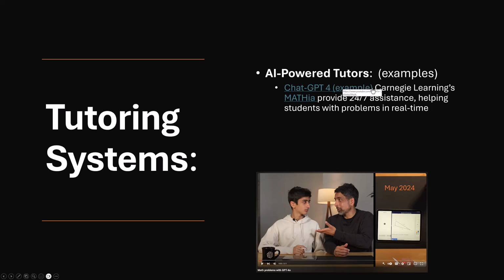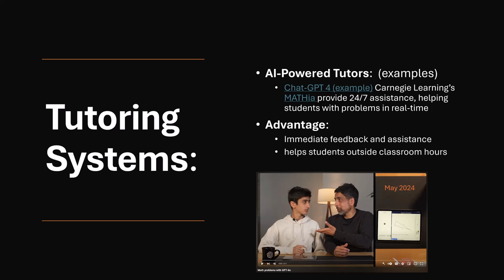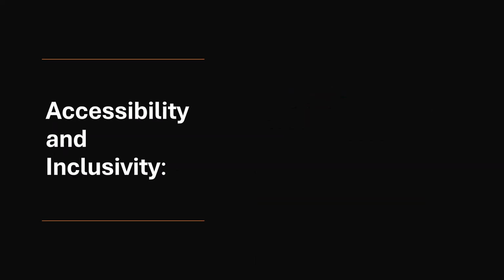Already, there's a great example of ChatGPT being used, and I'm going to include a link in the notes below. This is Salman Khan and his son using ChatGPT as a math tutor. You can tune the GPT to not give the instant answers, and there's been some initial research showing how effective that is. Another example that has existed for a while is MATHia, which is Carnegie Learning's math tutor. Some of the advantages of this are pretty obvious, right? They provide immediate feedback and assistance and also help students outside of classroom hours.